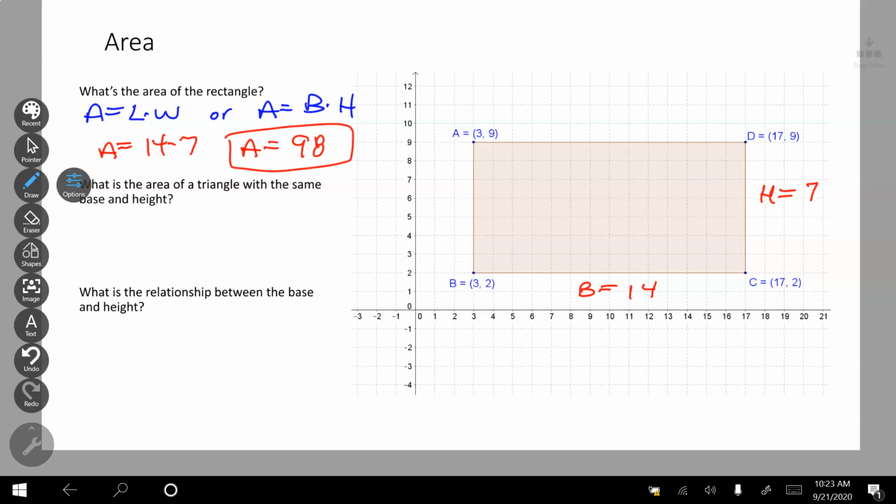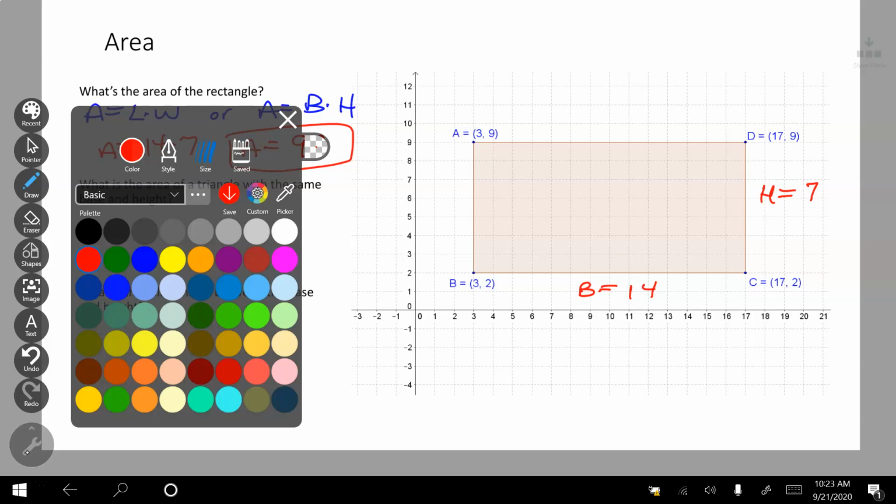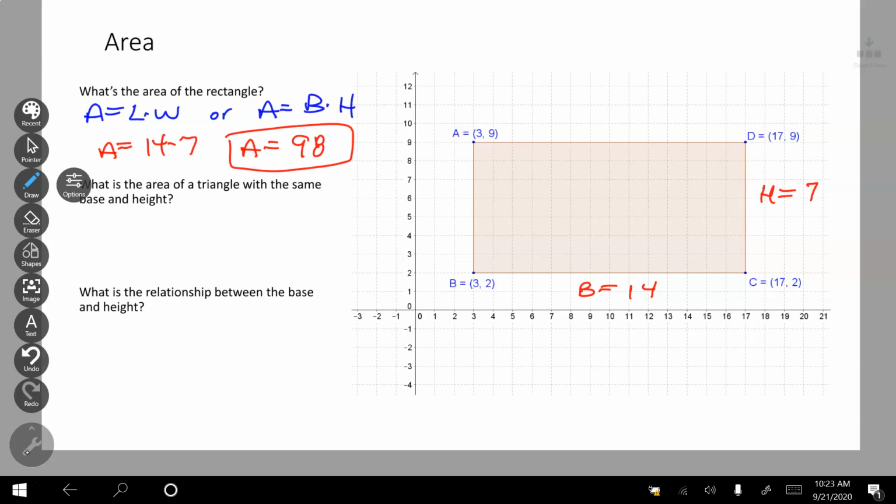Okay. So then it says, what is the area of the triangle with the same base and height? Well, if I did this, just cut across, this is a triangle with the same base and height. Okay, and I think that you could see that this area is equal to half of the rectangle.